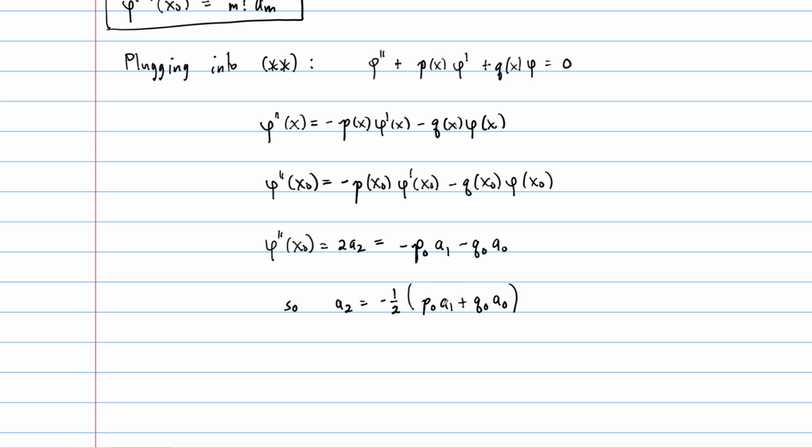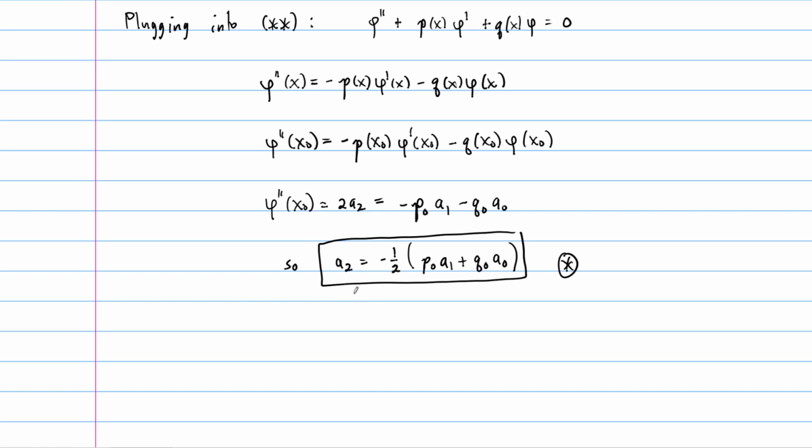So in other words, the coefficient a2 will always depend on a0 and a1 and on the coefficient functions p and q at the point x naught, and it's given by this formula. And we can continue this on and on, just repeat this process over and over again to find formulas for all of the a sub n. All right, but each one depends on the previous one, obviously. So continuing this process, here's what you'll get.